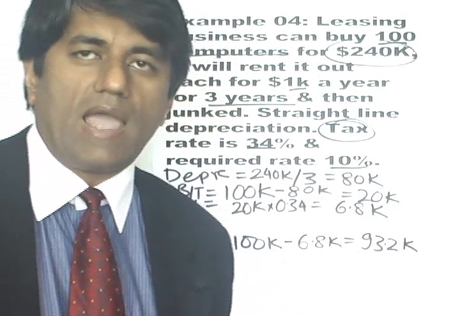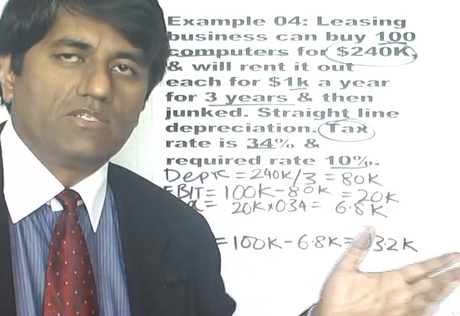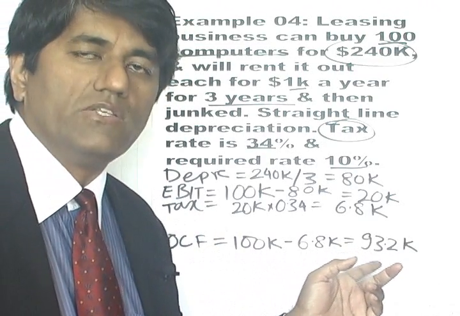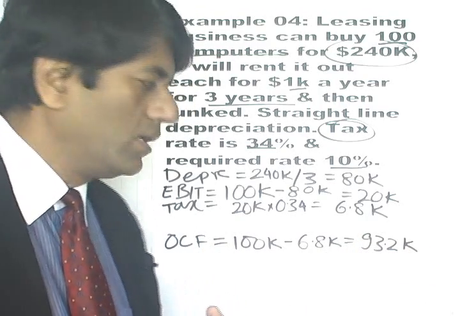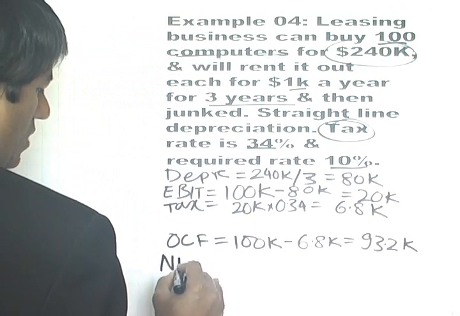Now note that depreciation is not subtracted. Depreciation is an expense only for tax purposes. It's not really cash that the firm has to pay out. So the net cash produced by this project is 93.2K every year for a period of 3 years.